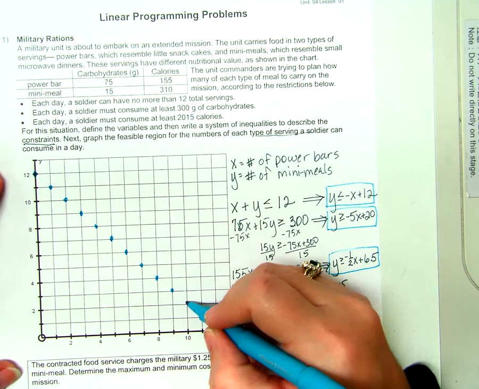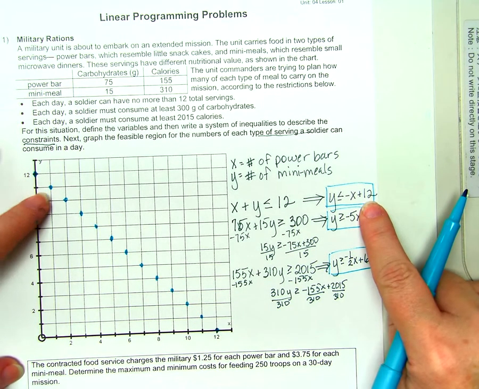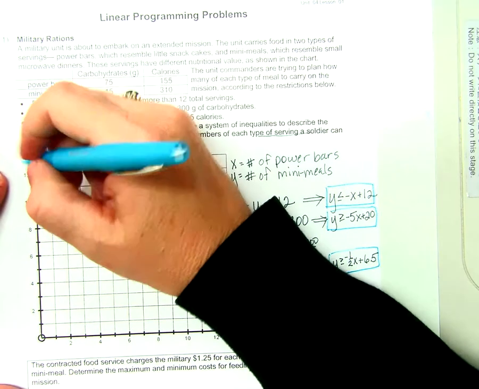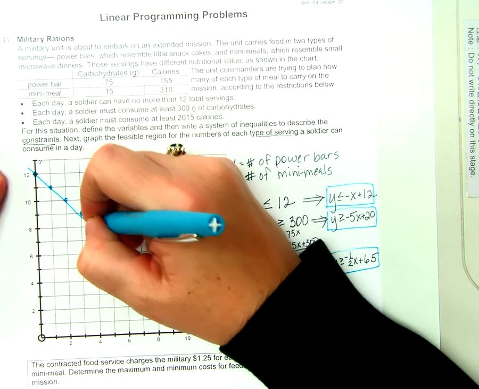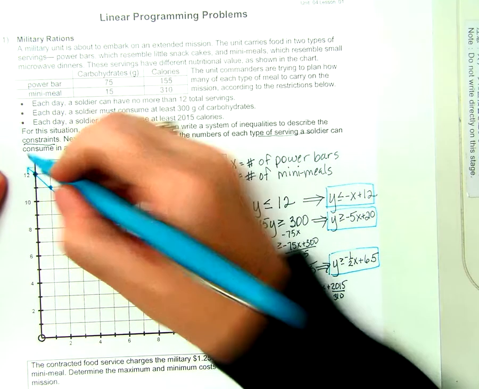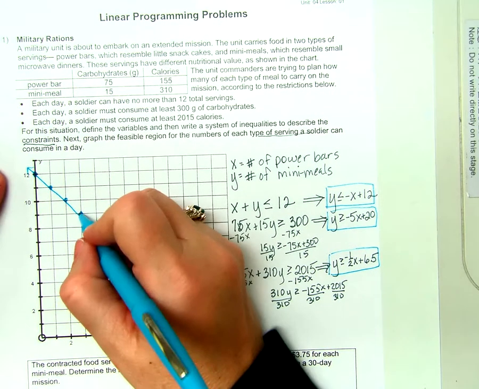Okay? So here I am graphing the first line. It crosses at 12, has a slope of negative 1 over 1, so I went down 1, right 1. Okay? It's a solid line. And I'm shading where? Less than or equal? Below. Down.